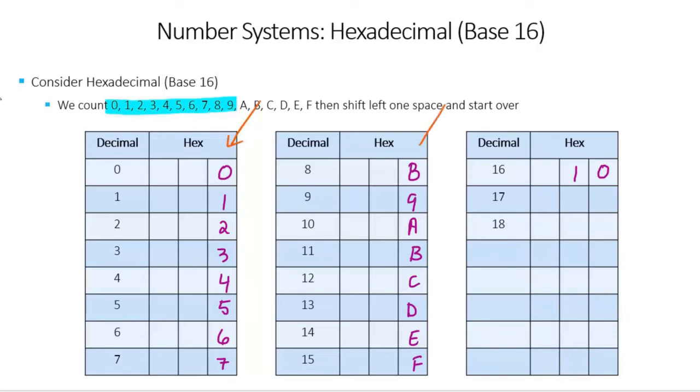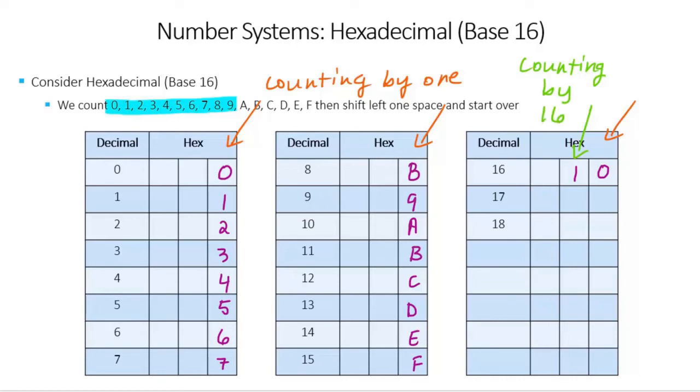Again, this first column in all 3, the first one on the right-hand side, is the ones place value. Here, I'm counting by 1. In the place value to the left, in other words, what does this 1 represent? Well, in this place value to the left, I'm counting by 16. That's one group of 16.